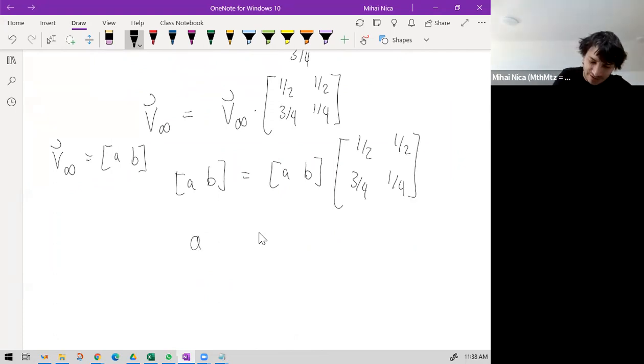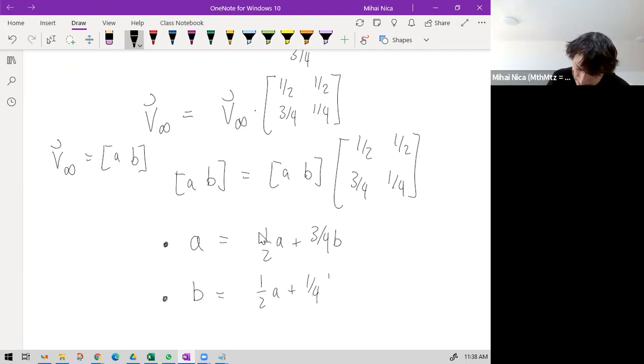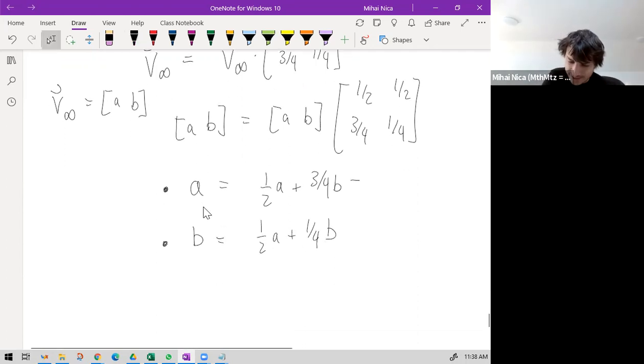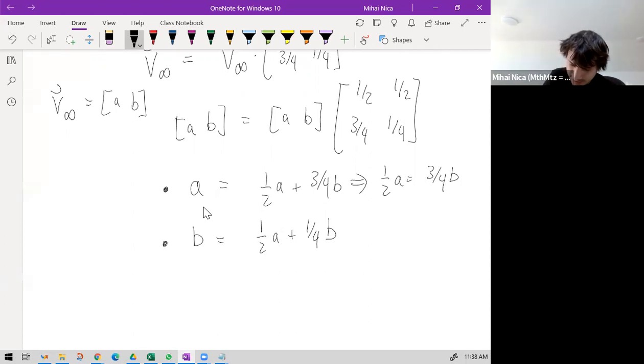So the first equation on the left-hand side is A. On the right-hand side, it's 1/2 A plus 3/4 B. The second equation says B on the left-hand side, and on the right-hand side, it says 1/2 A plus 1/4 B. So that's using the second column of the matrix in the matrix multiplication. And if you simplify a bit, A is 1/2 A plus 3/4 B. That says 1/2 A is 3/4 B, moving the A to the other side. On this side, moving the B to the other side, you get 3/4 B is 1/2 A.